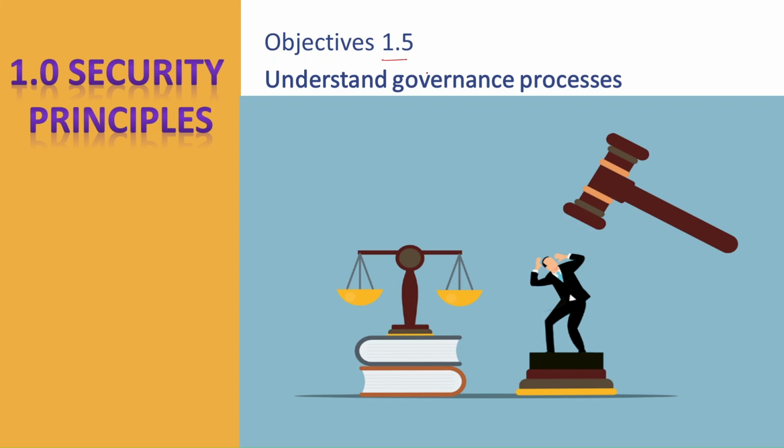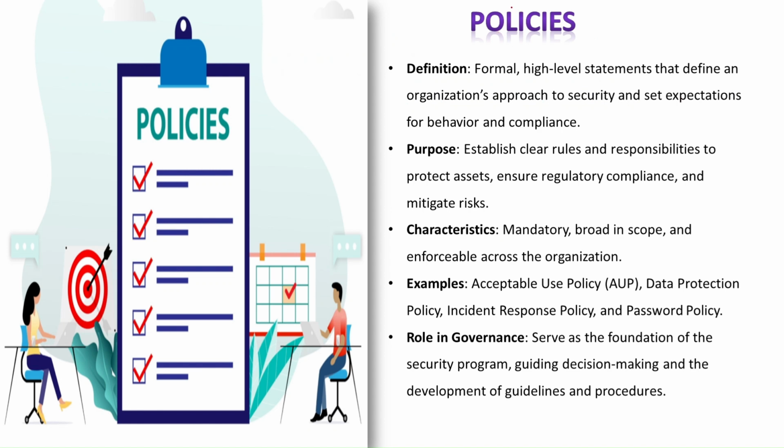Objective 1.5, understand the governance processes. So, what are policies? These relate to organizational governance. Policies are formal, high-level statements that define an organization's approach to security and set expectations for behavior and compliance. The purpose of policies is to establish clear rules and responsibilities to protect assets, ensure regulatory compliance, and mitigate risk.